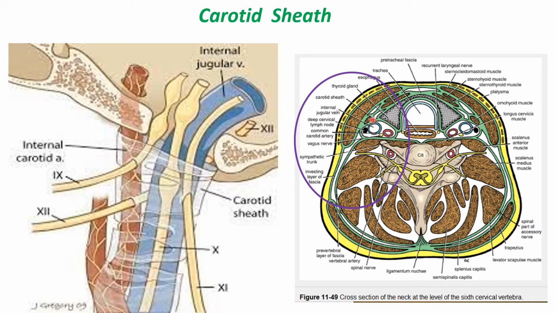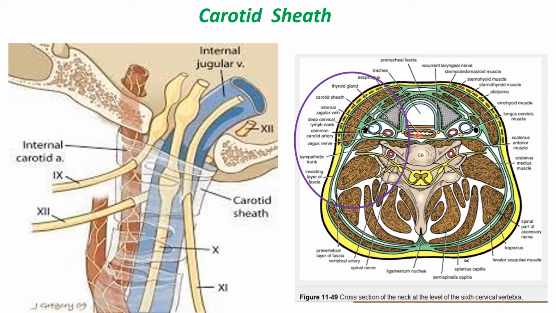Now, they're all wrapped in a condensation of deep fascia, which is present out here, which is the carotid sheath. The carotid sheath extends from the base of the skull and goes, as some say, all the way down to the superior mediastinum, where the carotids are actually arising, directly or indirectly, from the arch of aorta.